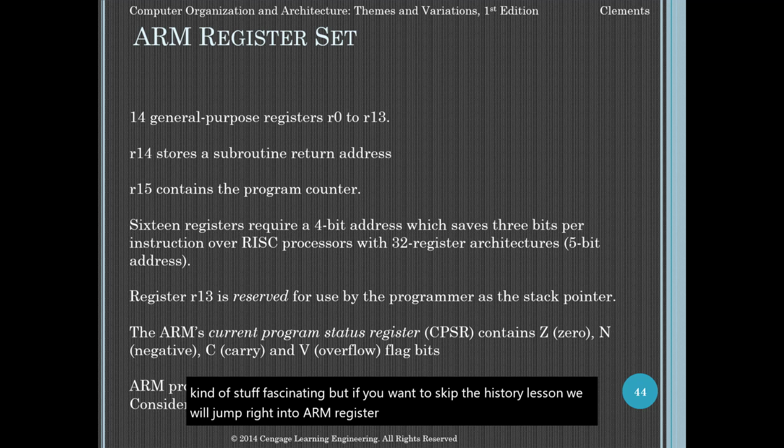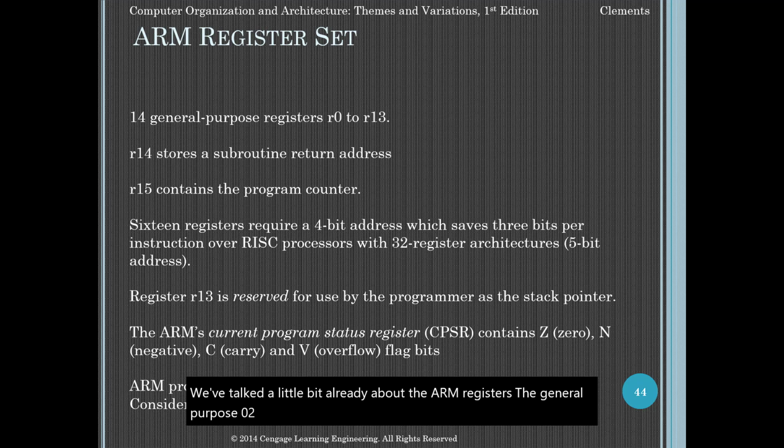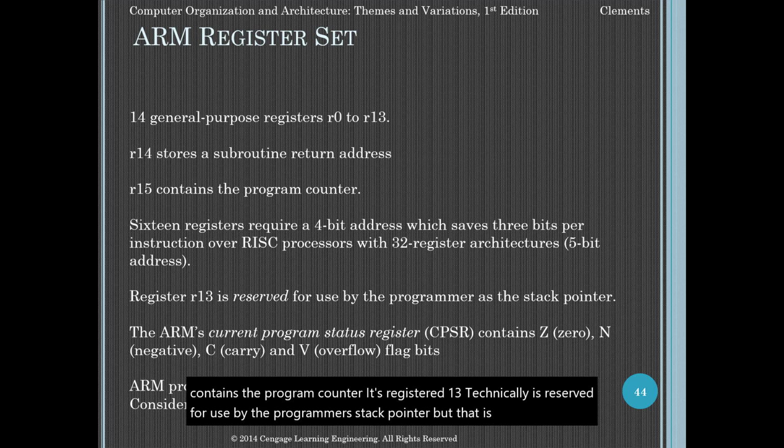We've talked a little bit already about the ARM registers: the general purpose registers 0 to 13. Register 14 stores our subroutine return address. Register 15 contains the program counter. Register 13 technically is reserved for use by the programmer as a stack pointer, but that is not enforced. That is simply good programming manners and considered to be best practice.